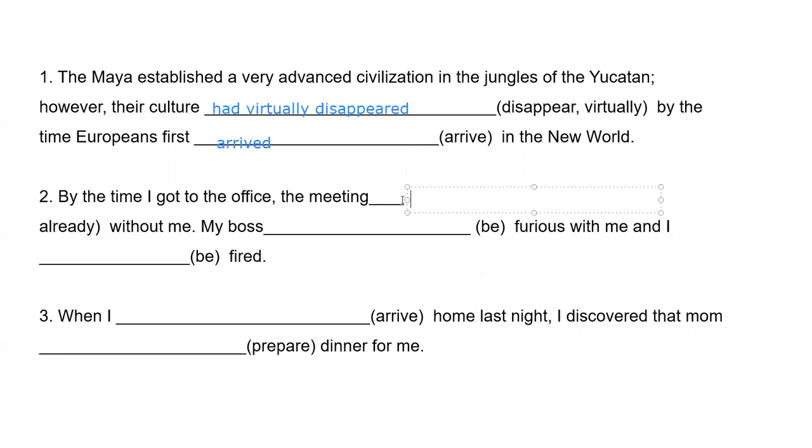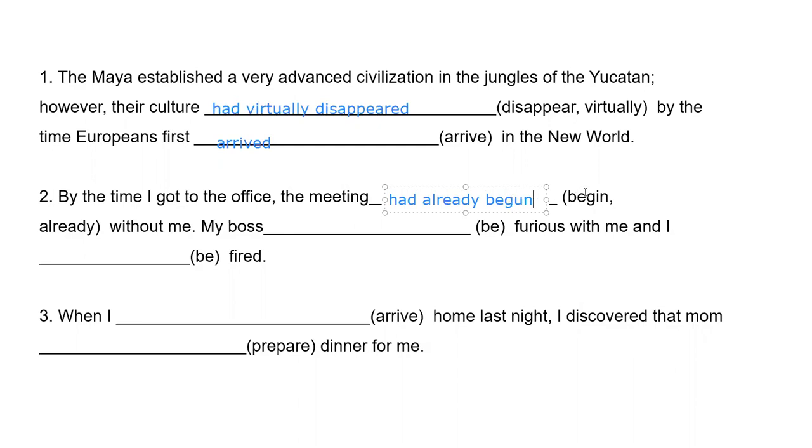Moving on to the second sentence. Let's read the sentence again. By the time I got to the office, by the time, again, by the time. So before I got to the office, got is in the simple past. So what happened before the simple past? Past perfect. The meeting begin, begin already. So had already begun. Notice the verb 3 of begin.